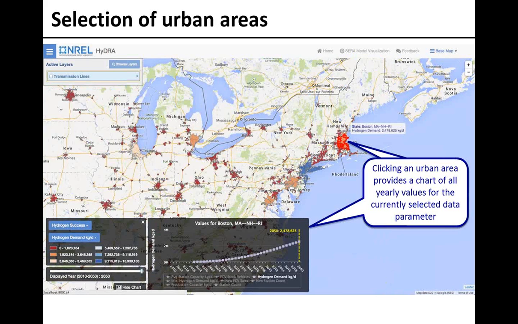If we click one more time, we can see in this case the user has clicked on Boston and has pulled up a particular metric for Boston. The slider is moved all the way to the right, up to 2050. So you see the dashed yellow line that shows the value for 2050. If you hover over those other points, you can pull up the numbers for that metric for any other year for Boston.